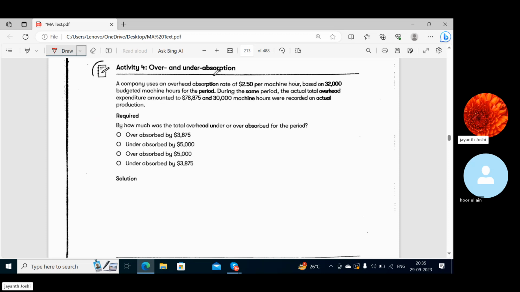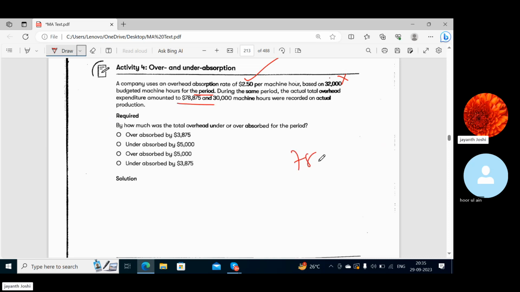A company uses an overhead absorption rate of this. Overhead absorption rate has been given, based on per machine hour. So they use this much dollar per machine hour based on 32,000 budgeted machine hours for the period. So we need not worry about all this data, because the overhead absorption rate has been given based upon this activity level. In the same period, the actual overhead incurred is this much.